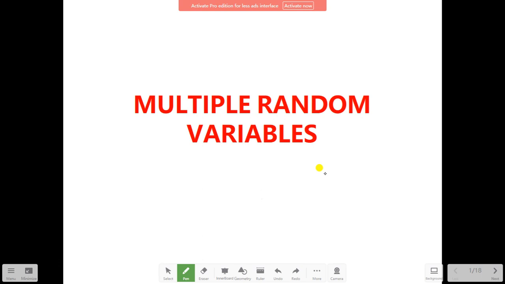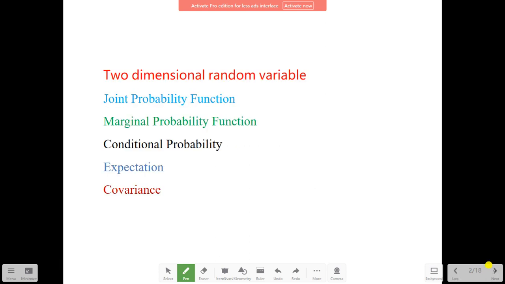Dr. Anand Chauhan has already taught you the concepts of random variable and distribution functions of one variable. So today I am going to explain the multiple variable distributions. In the multiple variable distribution, I will explain two-dimensional random variables, joint probability function, marginal probability function, conditional probability, expectation, and covariance.